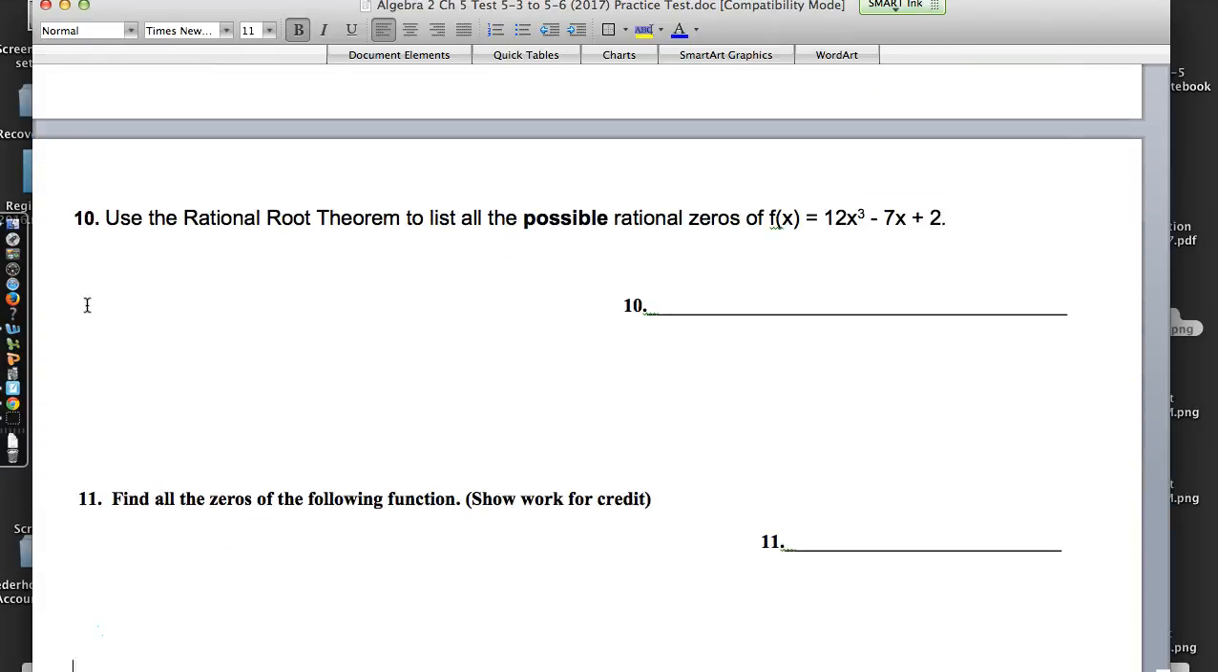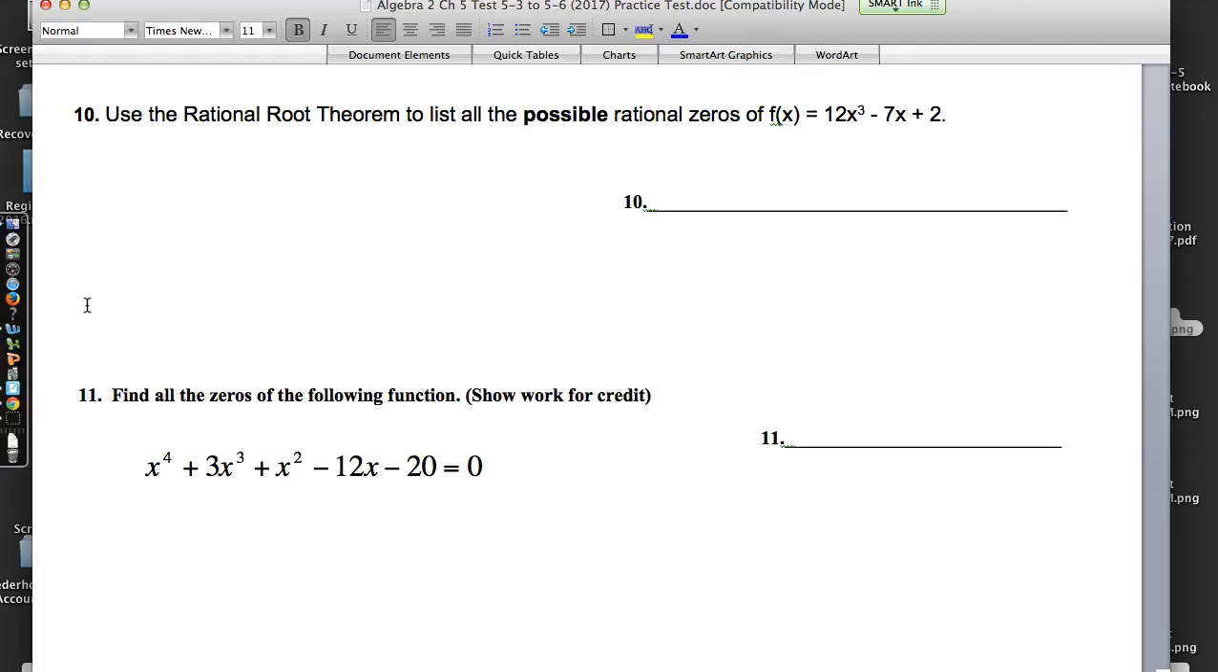This is an interesting problem. Notice it doesn't say find them all. It says use the rational root theorem to list all the possible zeros of that mess right there. How do we do that? The 2? Okay, so what goes into the 2? Oh, 12. That's a lot of numbers.